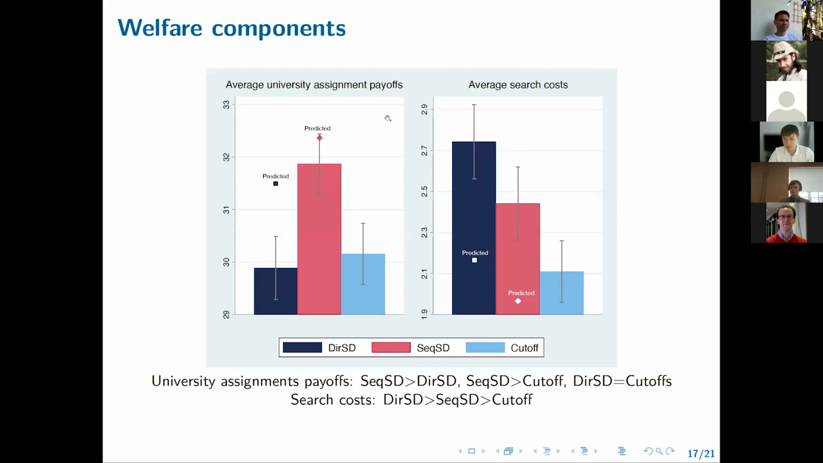So, it may be related to Juan's question, if you look at the components of welfare, on the left side, we see the university payoffs, right? It's just payoffs from the match. We see that here the sequential mechanism does better than both treatments using direct, and there is no difference between cutoffs and the direct mechanism. And on the right side, we see the search cost. Here, the direct has the highest search cost, sequential intermediate search cost, and cutoff is the lowest. So essentially the benefits of cutoffs come not from the better match, but from lower average search costs.